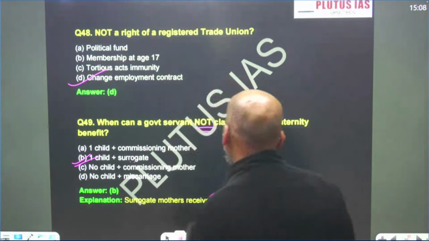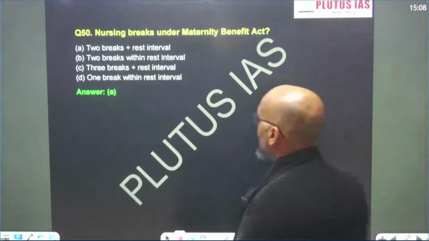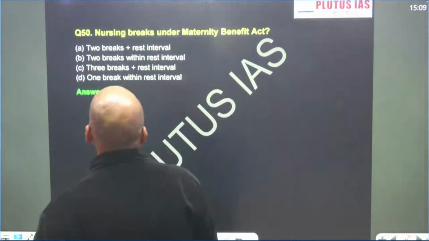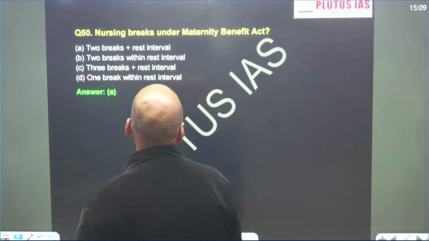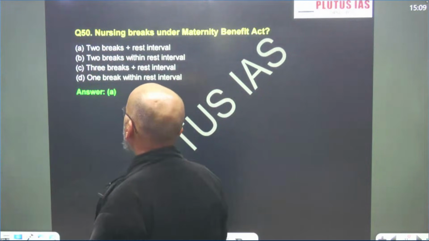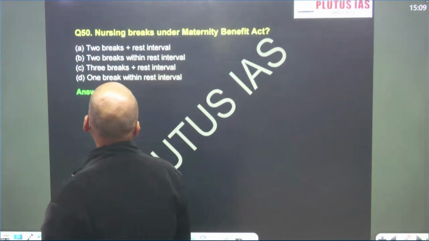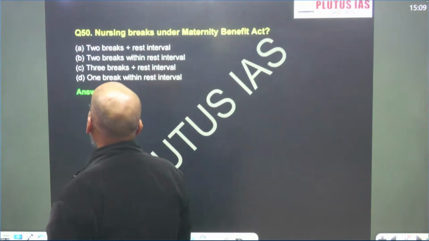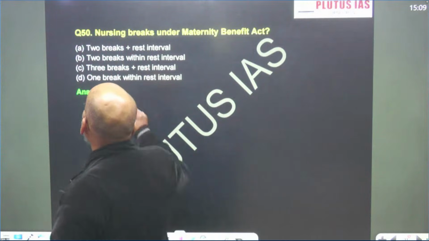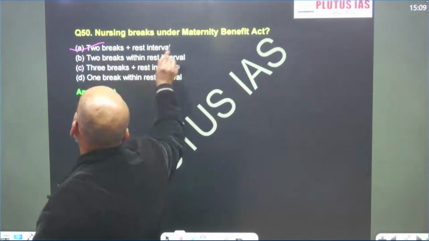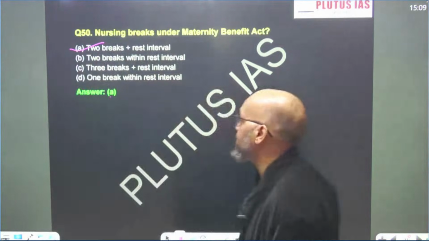Okay. Next, question 50, nursing breaks under the Maternity Benefit Act. Options: 2 breaks plus rest interval, 2 breaks within rest interval, 3 breaks plus rest interval, or 1 break within rest interval. Option A is correct, that is 2 breaks plus rest interval.